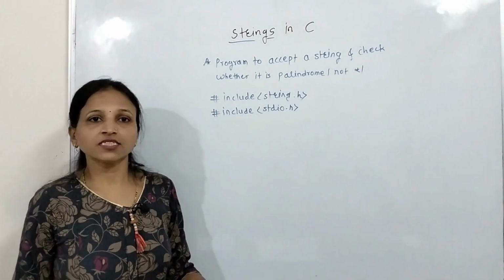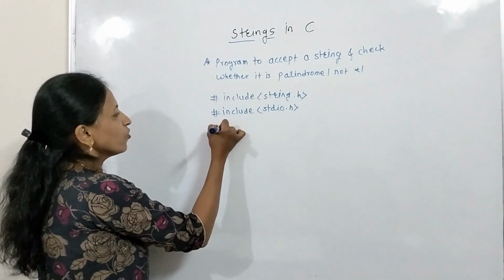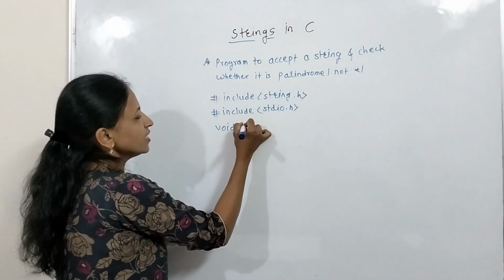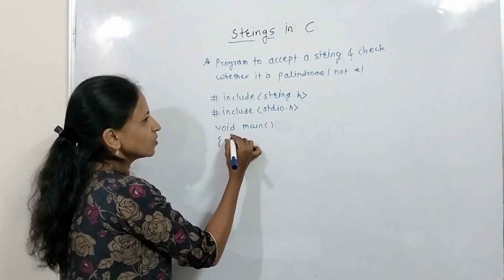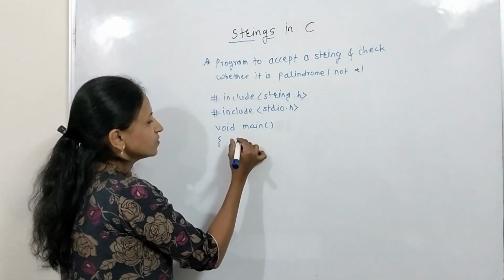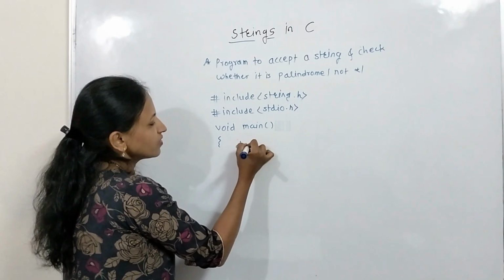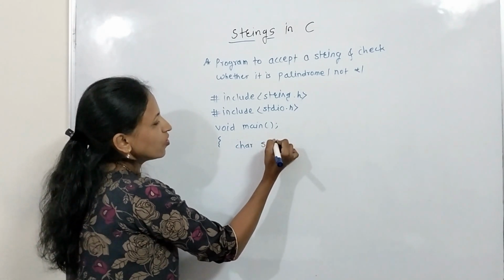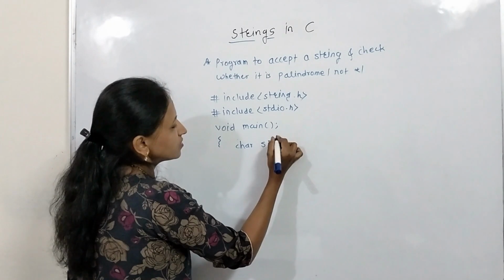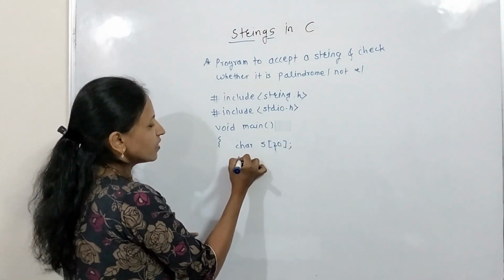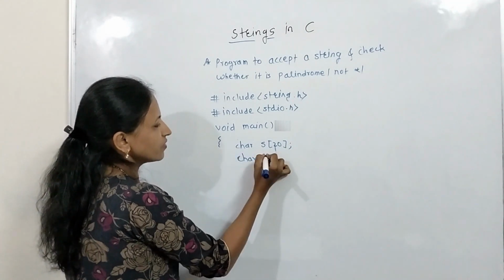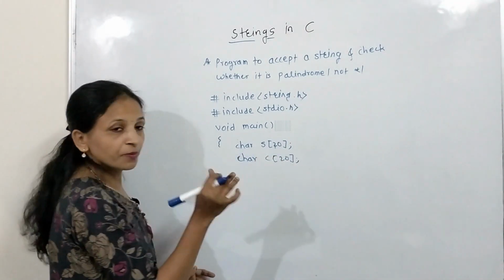Now next, what should be done here? void main, we have to accept the string from user first. For that we will declare one character array, let s of 20. Now here one more character array we will declare, let c for copy of that string.